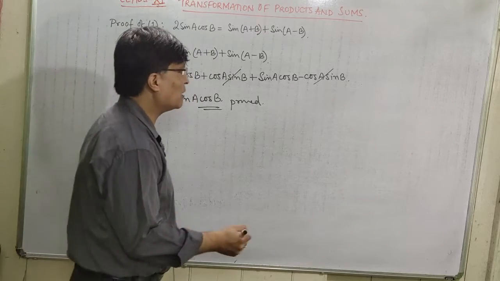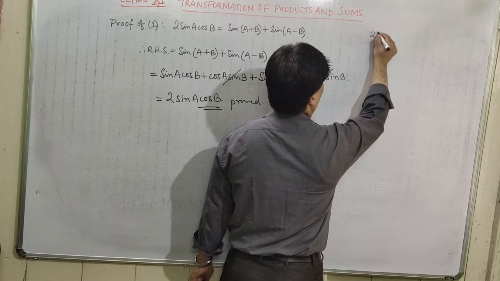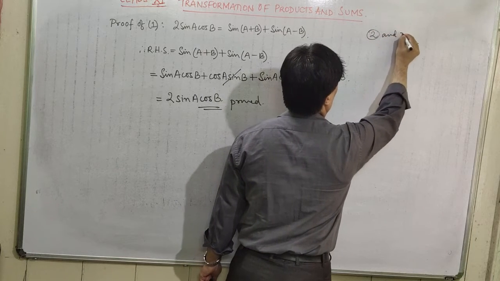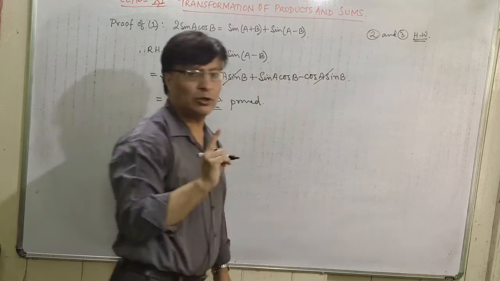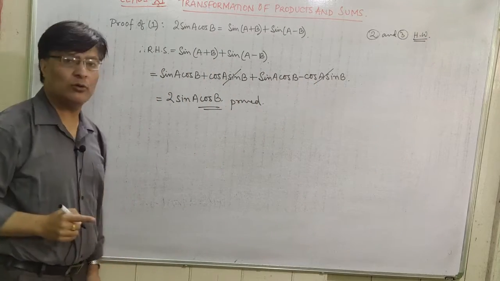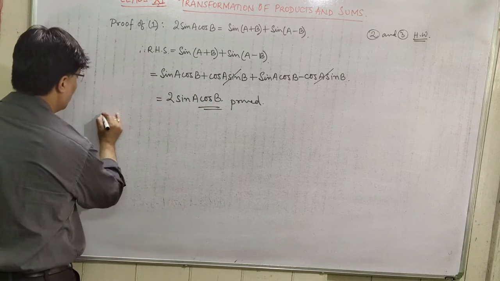Now formula number 2 and 3 will be a homework. Proof number 2 and number 3 are your homework, right? Number 2 and 3 you can prove at home. Now let's do number 4. Proof of 4.